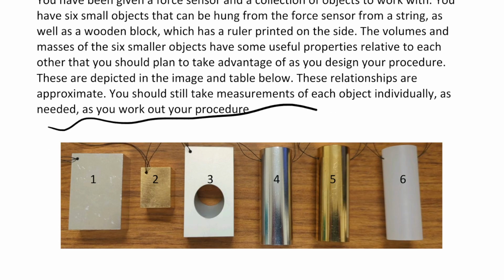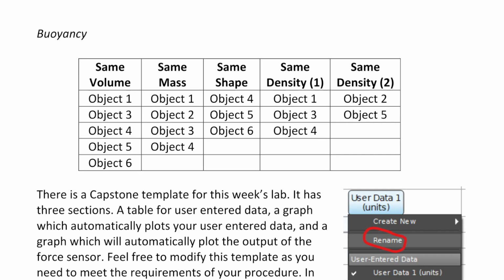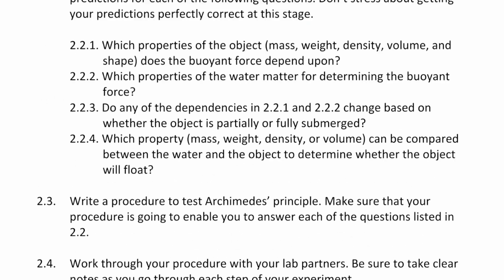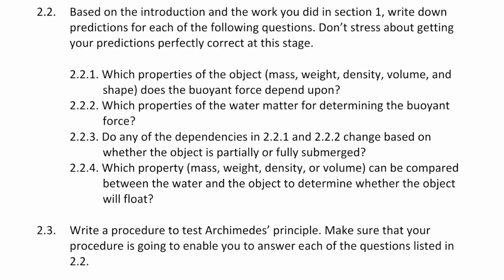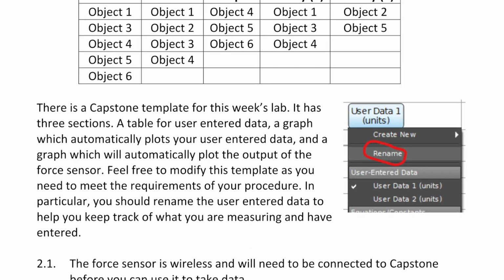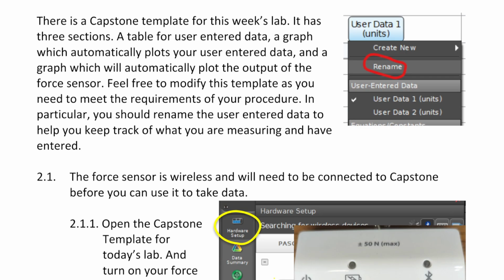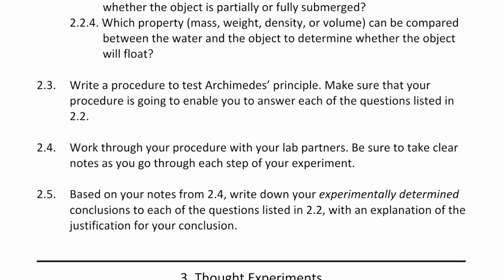And then the second part of the lab, you're going to have these 6 objects, and a lot of them have similar properties. And so what you're going to be doing is designing an experiment or procedure that answers these 4 questions. So feel free to pause and read those 4 questions. These 4 questions are essentially just saying, like, if objects have the same volume, do you find that the buoyant force is the same for all of them? If they have the same mass, is the buoyant force the same for all of them? Does it differ? Are there similarities? So you're designing a procedure or an experiment that answers those questions.